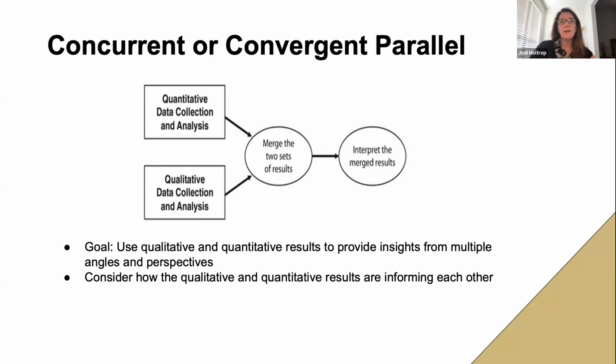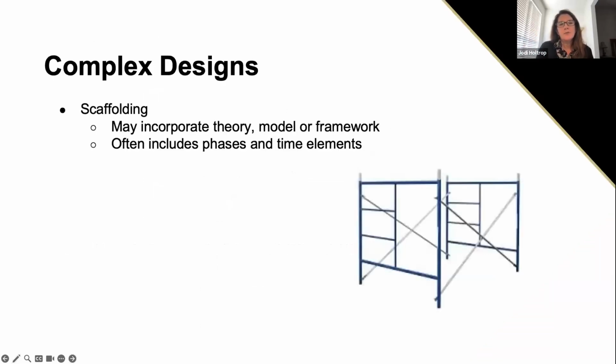And that you're doing that end interpretation, like within those sequential designs, you're merging the results together in some way, and you're interpreting those merged results. So the goal is to use the qualitative and quantitative results to provide insights from multiple angles and perspectives and how they're informing each other. Okay, so those are the basics. Hope you got that. Got it down?